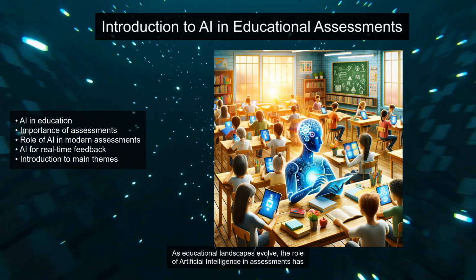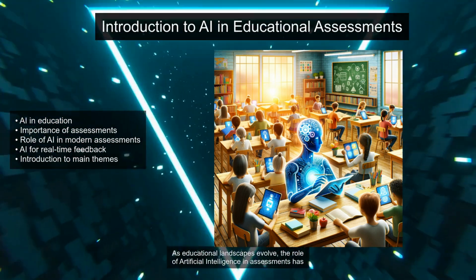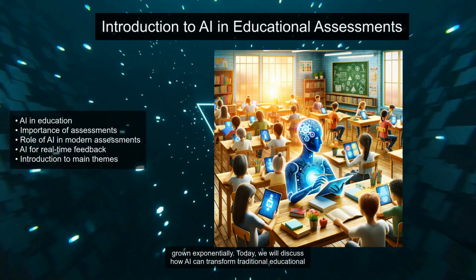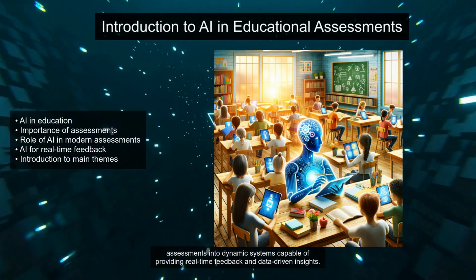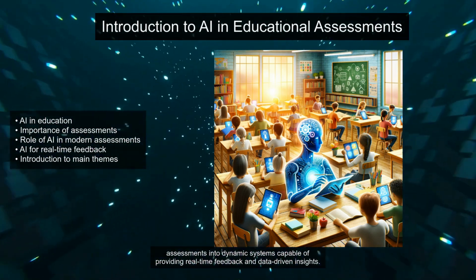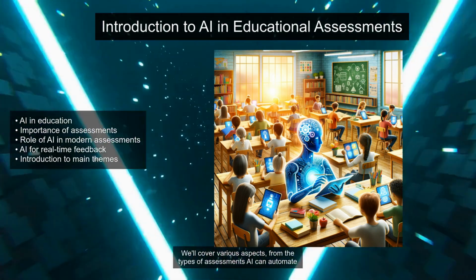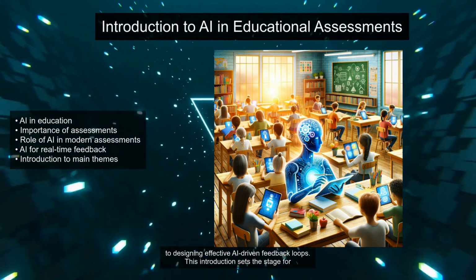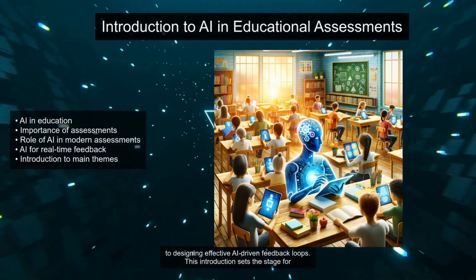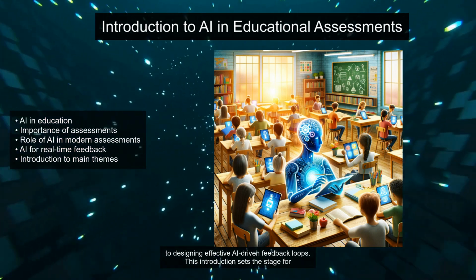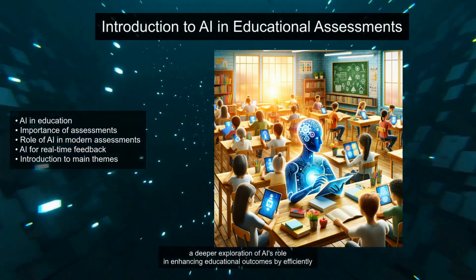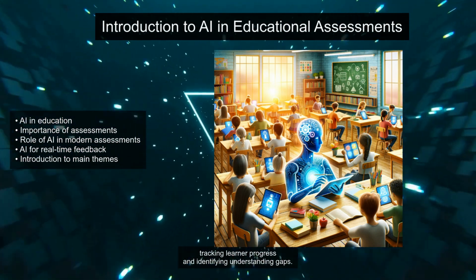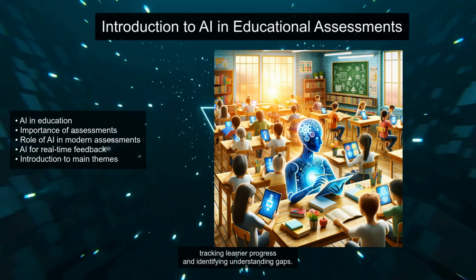As educational landscapes evolve, the role of artificial intelligence in assessments has grown exponentially. Today, we will discuss how AI can transform traditional educational assessments into dynamic systems capable of providing real-time feedback and data-driven insights. We'll cover various aspects, from the types of assessments AI can automate to designing effective AI-driven feedback loops. This introduction sets the stage for a deeper exploration of AI's role in enhancing educational outcomes by efficiently tracking learner progress and identifying understanding gaps.